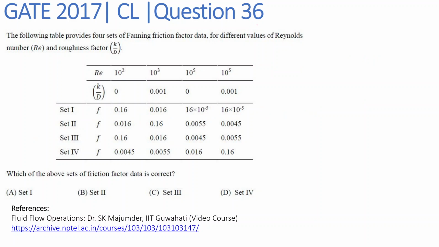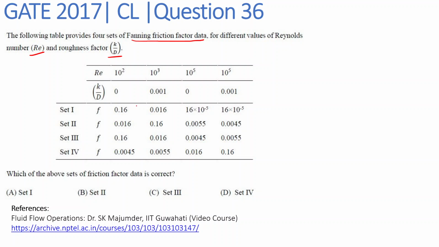This is question number 36 of the GATE 2017 chemical engineering paper, and the question is related to the process fluid mechanics subject. The following table provides 4 sets of Fanning friction factor data for different values of Reynolds number and roughness factor K by D. Which of the above friction factor data is correct?